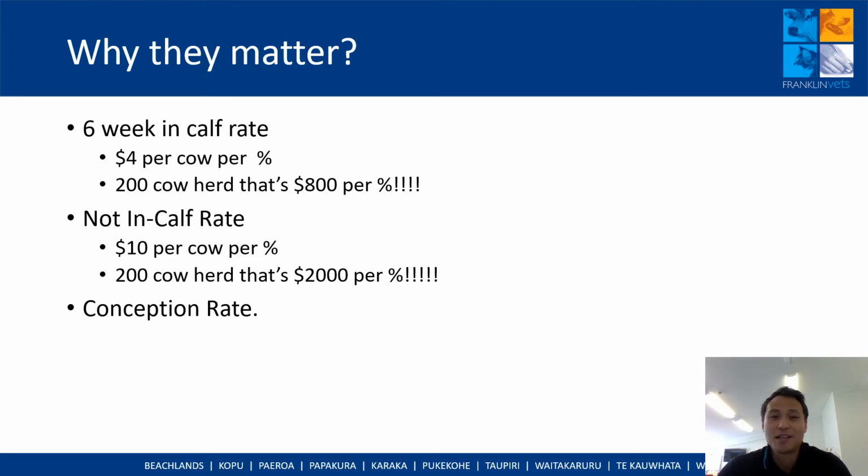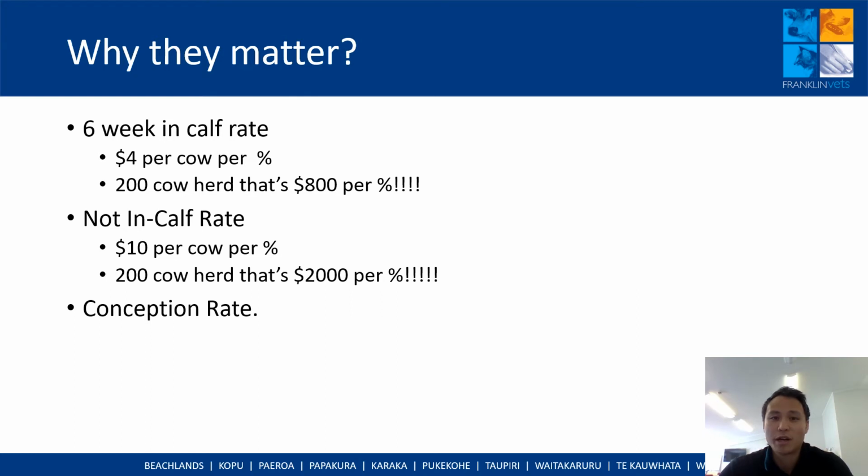The cost is even greater with our empty rate, with it costing us around $10 per cow per percent. So say if we could reduce our empty rate from 17% to 12% in a 200 cow herd, that could lead to a potential $10,000 gain. So this is probably something to consider when you're deciding on what to do for non-cyclers or your animal health spend. Obviously, by the time we know our 6-week in-calf rate and our empty rate at scanning, it's too late to make any changes if things have gone horribly wrong.